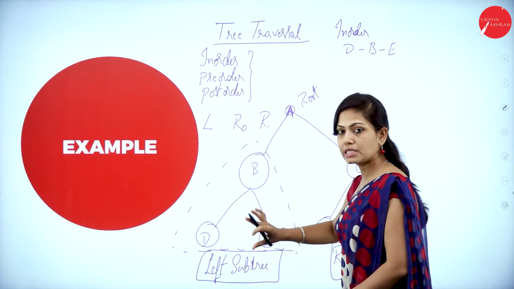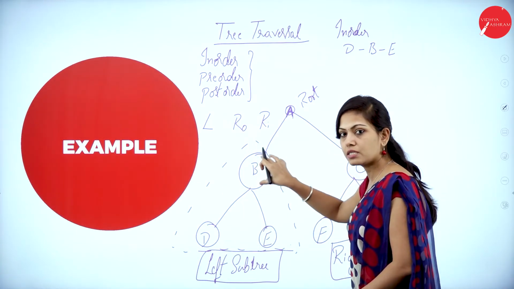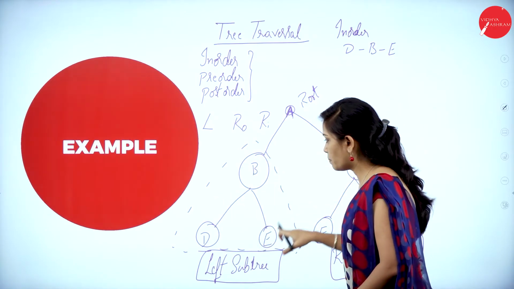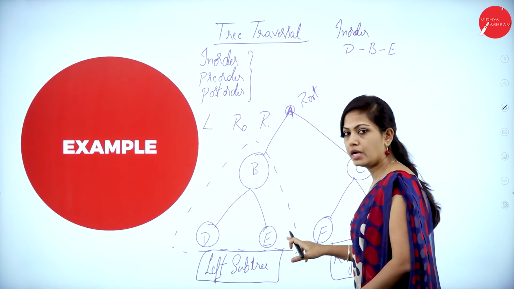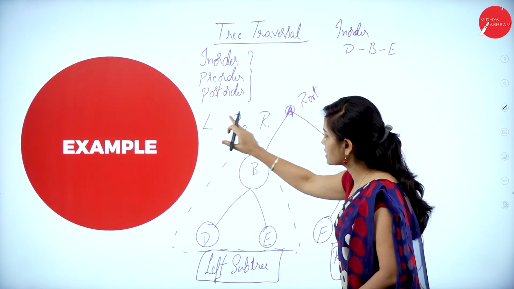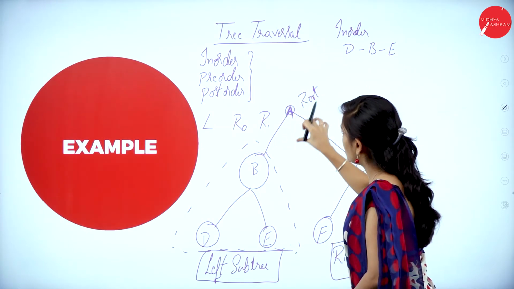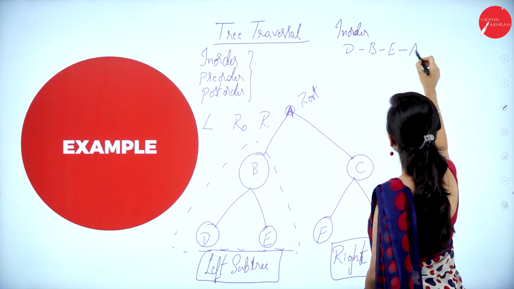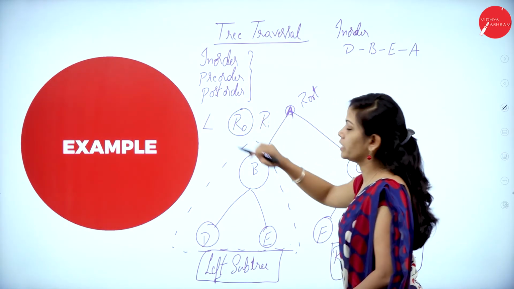So the left subtree is completed: D, B, E. Here the root is B. If you take this part only, B is the root node with a left subtree and a right subtree, so B should be in the middle. That is called in-order. So D, B, E. And next is the root, that is A. The root should be in the middle.